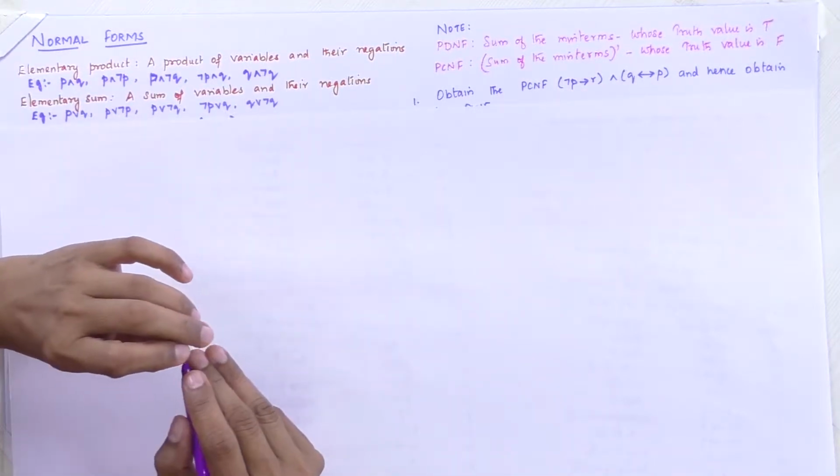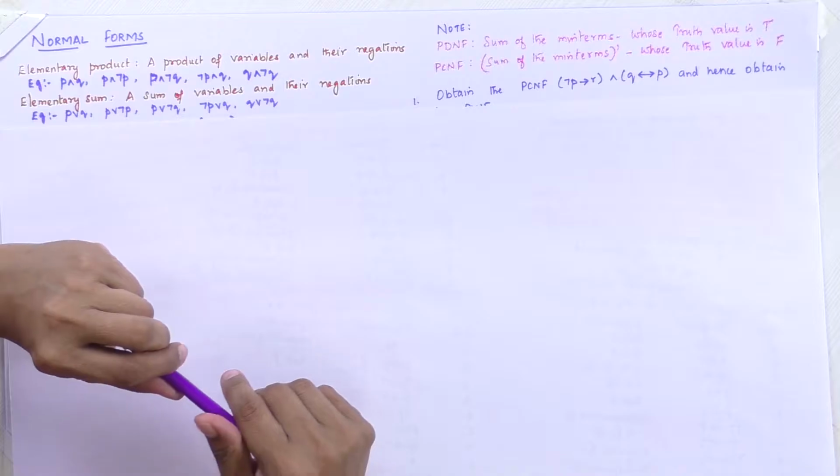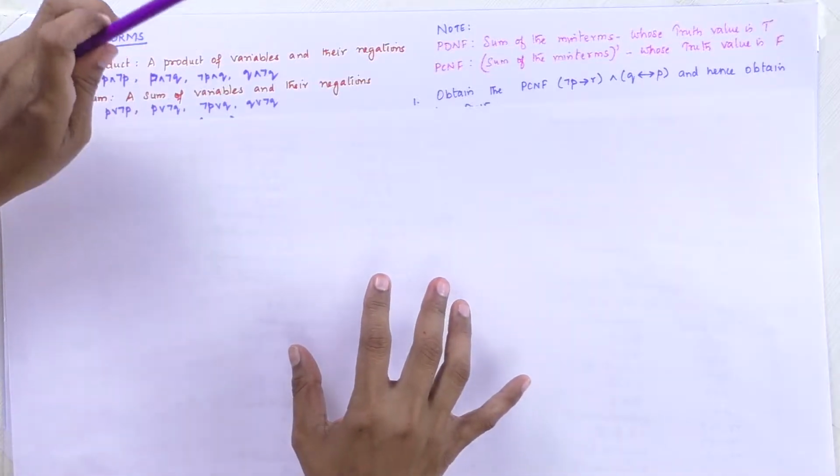Now I hope you will be very thorough with the terminology elementary product and elementary sum. I'll recall it. What is elementary product? It is a product of the variables and their negations. What is elementary sum? It is the sum of the variables and their negations. Please register these two terminologies in your mind, and only then we will be able to find out what our PCNF and PDNF are.